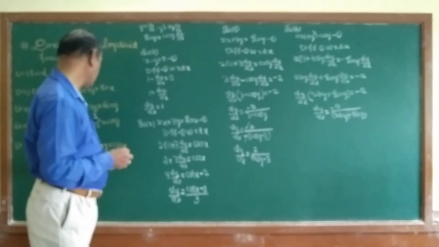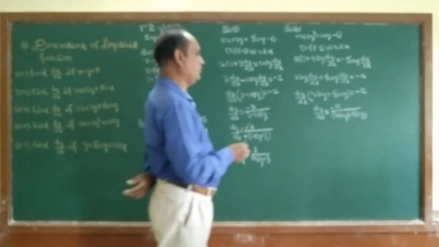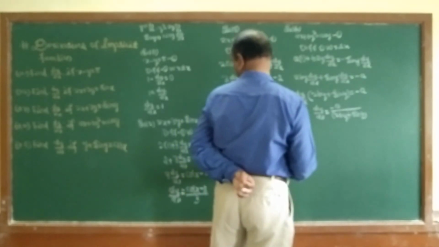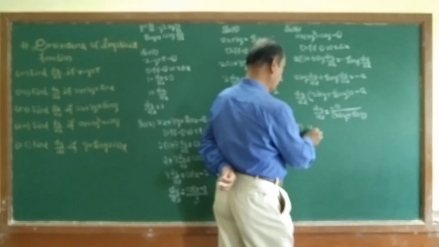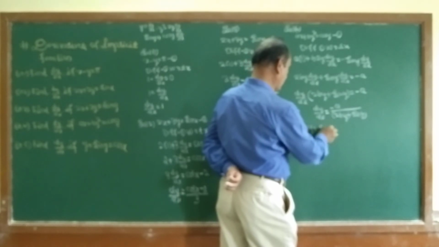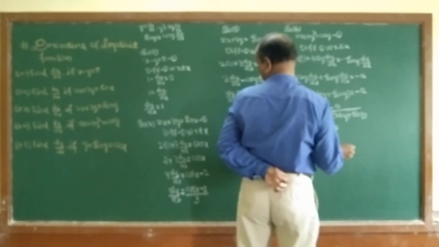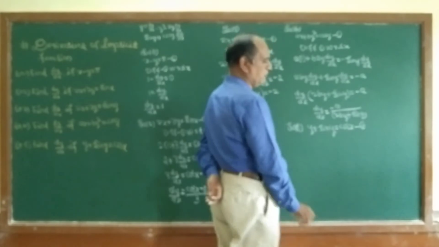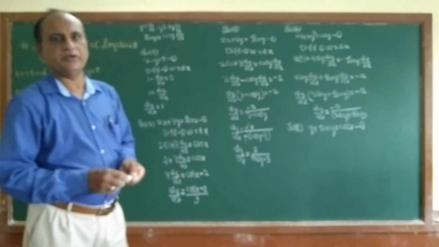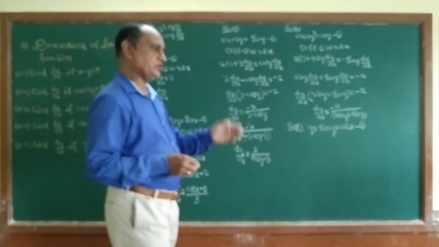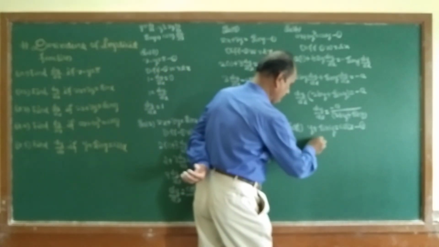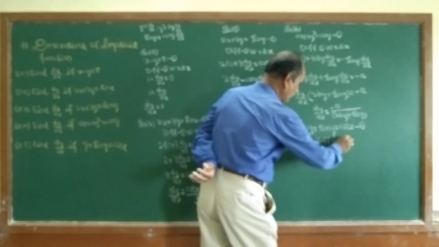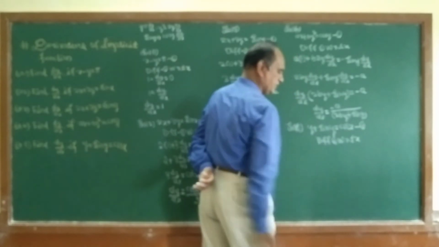Then come to the solution for the last problem, example number 5. Solution for example number 5: y plus sin y, very simple, y plus sin y is equal to cos x, given. Call this equation number 1. Here y is equal to is not given, so the problem depends on an implicit function. So differentiate equation number 1 with respect to x.